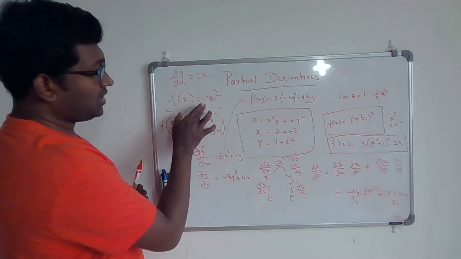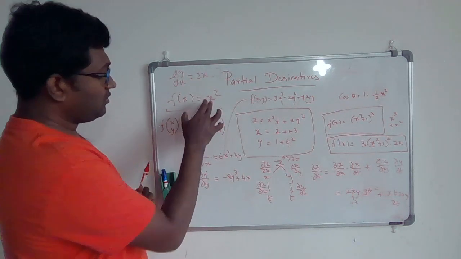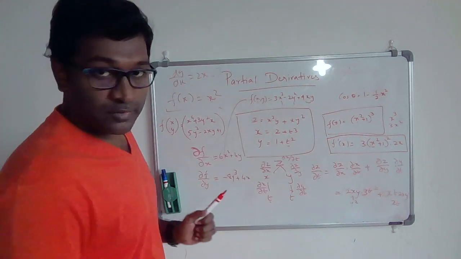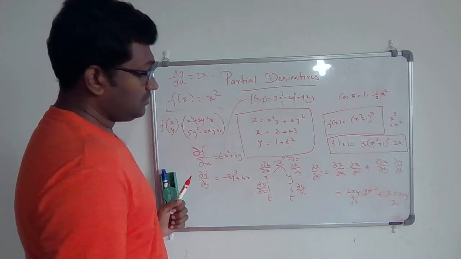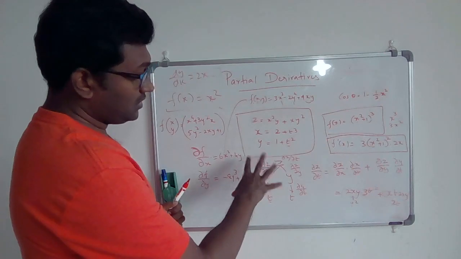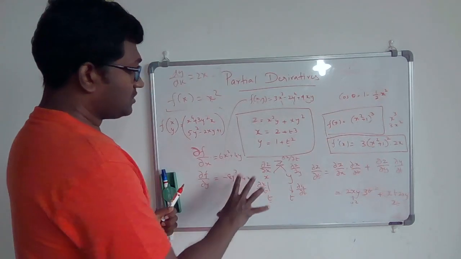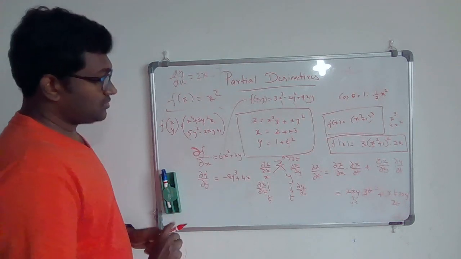When you have a univariate function, you do univariate calculus. When you have a multivariate function, we use partial derivatives to get the impact of a particular change on the output. This is what we call partial derivatives.